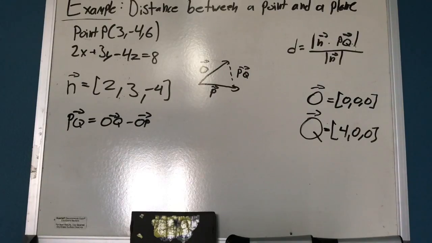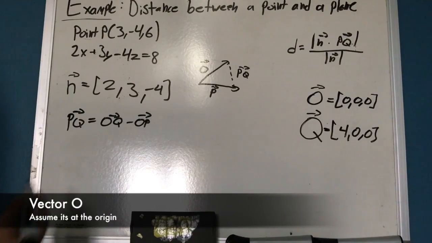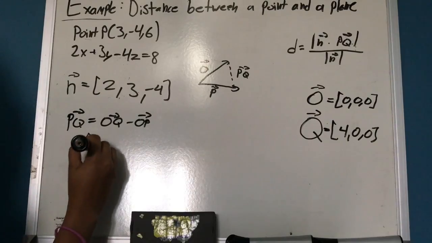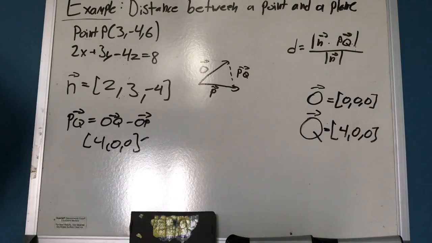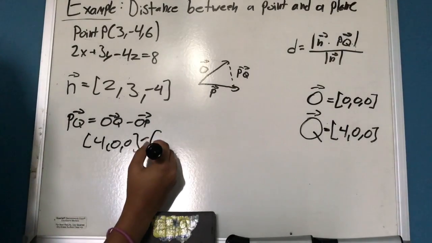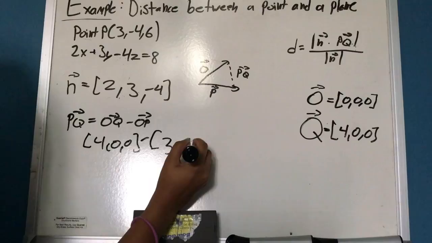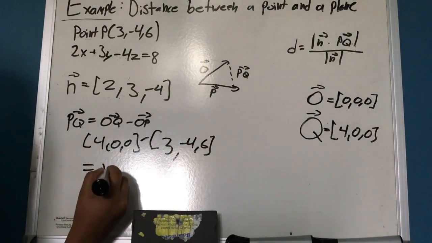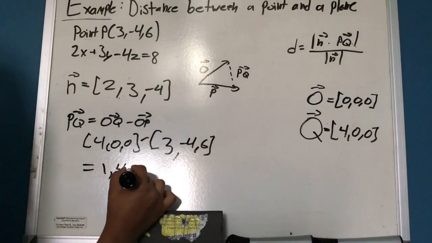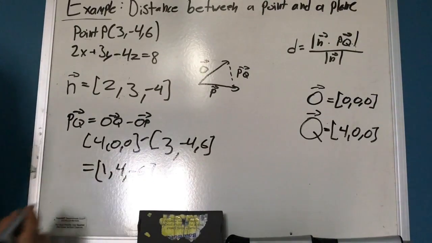Now that we have point Q, we can use that to find the projection of vector PQ onto the normal vector, which gives us the distance that we require. So assuming that point O is 0, 0, 0, vector OQ is going to be 4, 0, 0, subtract vector OP, which is 3, negative 4, 6, which is going to give us 1, 4, negative 6. That is vector PQ.